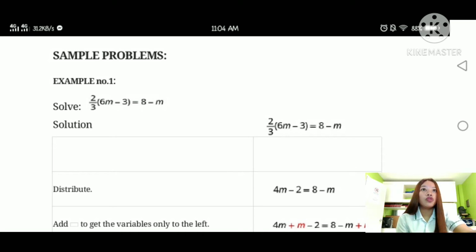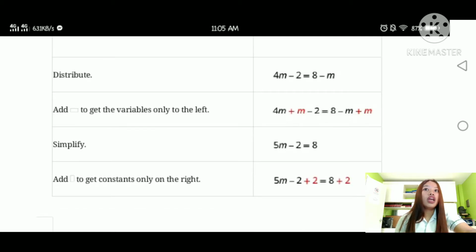So you need to distribute. You're going to divide 3 and 6, so the answer is 2. And then you need to times 2, times 2 equals 4. And then 4m - 2 = 8 - m. Add m to get the variables only to the left. 4m + m - 2 = 8 - m + m. And you need to simplify. It will be 5m - 2 = 8.